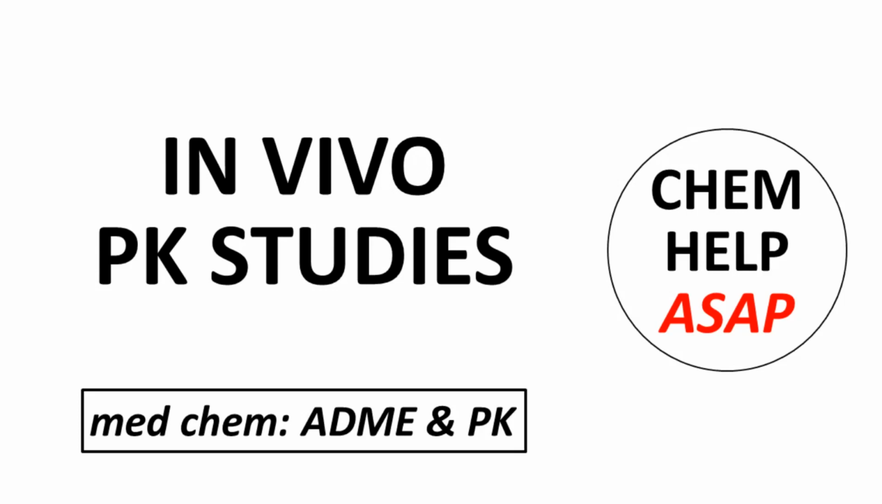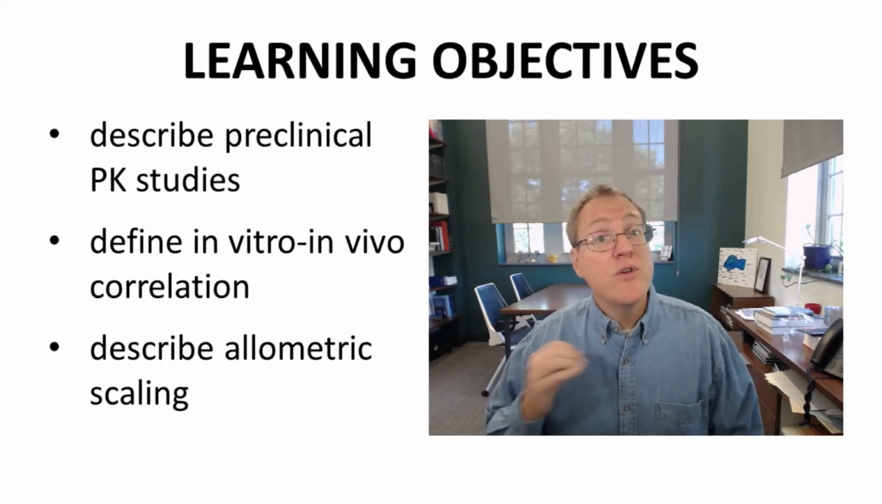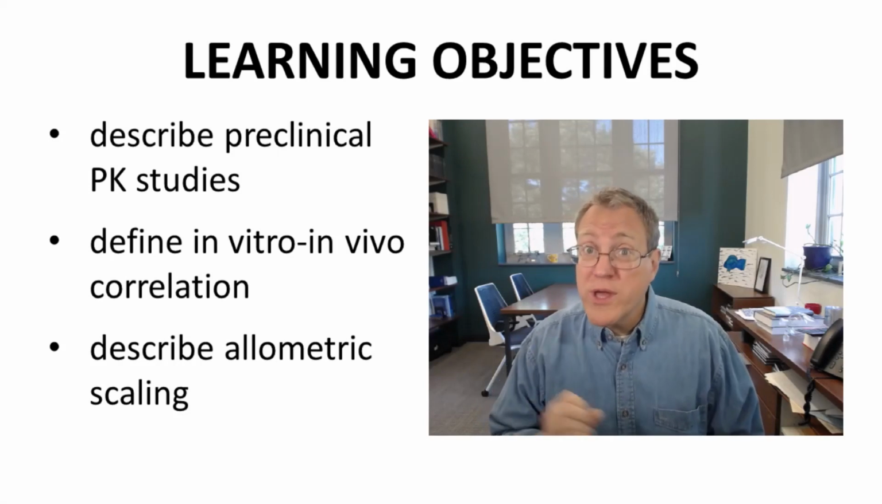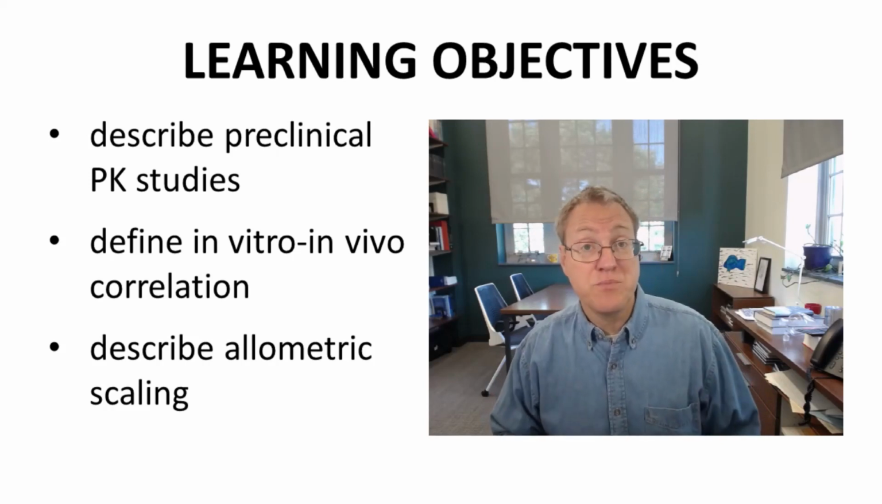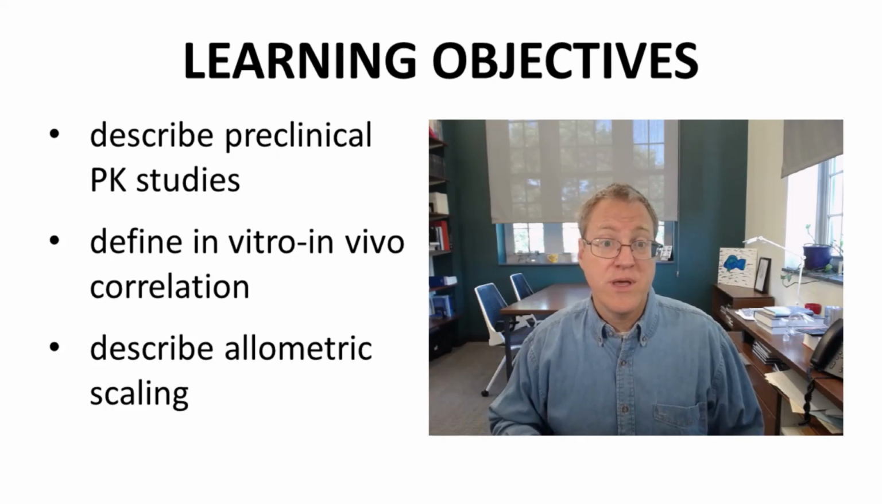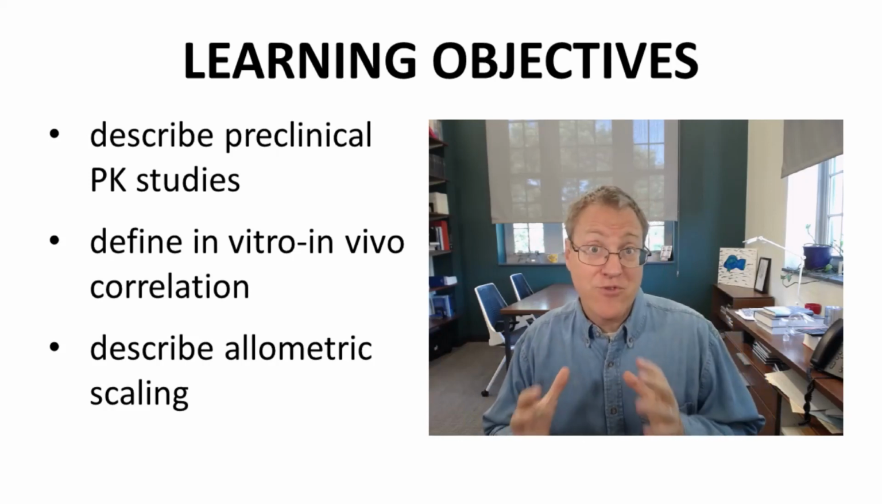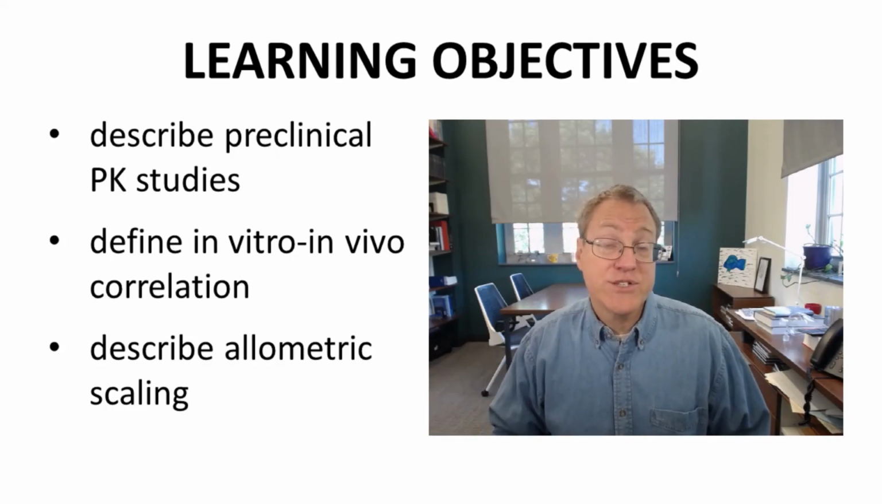Let's discuss the testing of pharmacokinetics in preclinical animal species and how these data help predict human PK of a compound. Upon completion of this video, students will be able to describe preclinical PK studies and the commonly used preclinical species, define in vitro in vivo correlation, and describe allometric scaling and its use for clinical PK predictions.